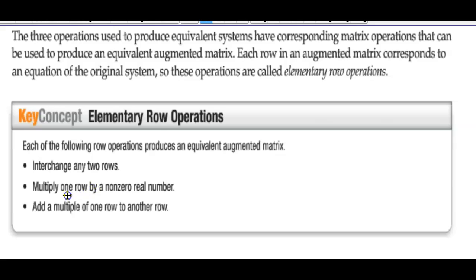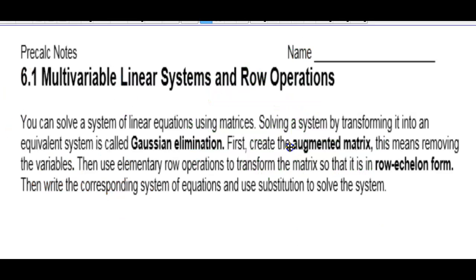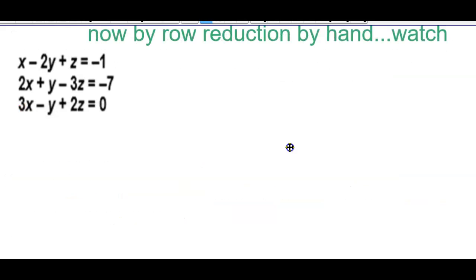You can multiply 1 row by a non-zero number. In other words, you can multiply all the way through by 7. And then you can add 1 row to another row, which is what I was really doing here. Remember, we multiplied through and then we added things together. So you can do that without the variables in there. All right, just watch. This is entertainment for all of you, I know.